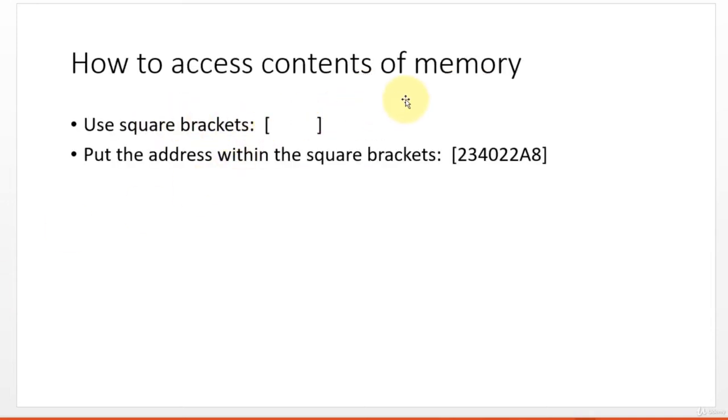How to access the contents of memory? To access the content of a memory, we will use square brackets like this. And then we put the address of the RAM memory within the square brackets. For example, we can put the address 2340228A8. So this means that you are accessing the contents stored in this memory location. So the square bracket means extract or write to the value stored in that memory address.